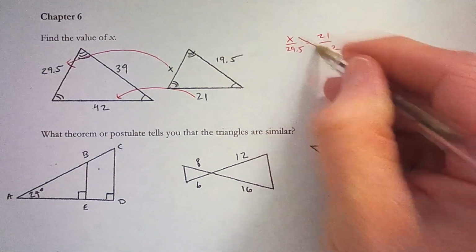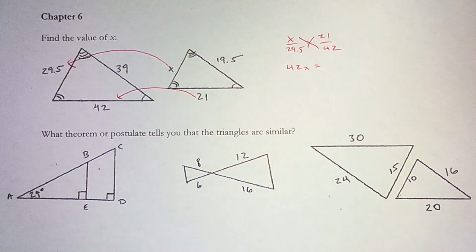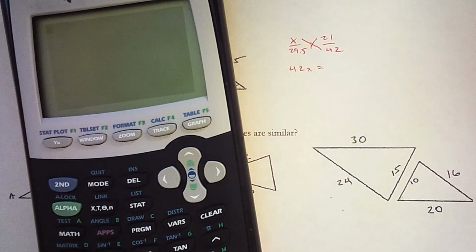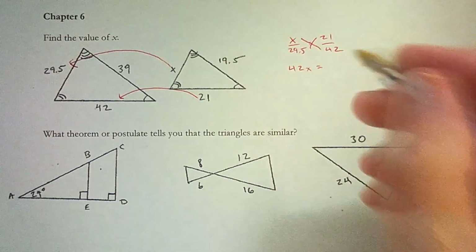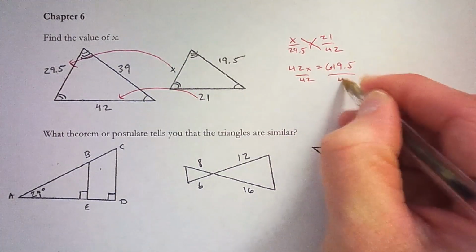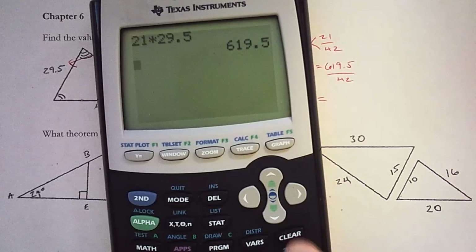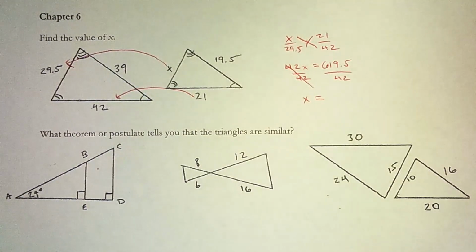So now I will cross multiply, and that's 42x equals 21 times 29.5 is 619.5. And I can divide both sides by 42. X equals 619.5 divided by 42, 14.75.